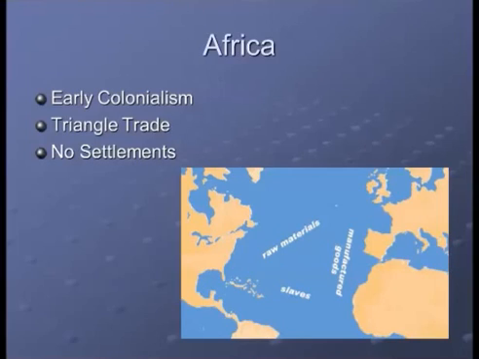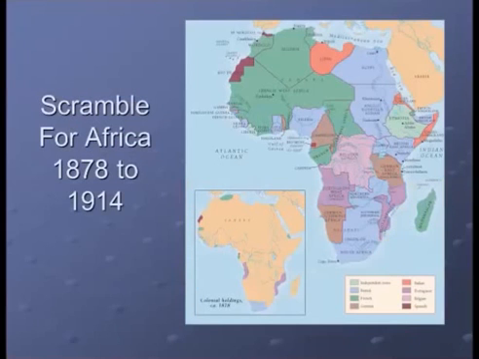Africa was one of the areas that was conquered during the new imperialism. There were small colonies starting with the first stage of exploration under the Portuguese and Spanish, but they remained mainly on the coast. They were primarily interested in trading manufactured goods for slaves and bringing those slaves to the Americas, and this was part of the famous triangle trade. But for the most part, Africa was largely independent.